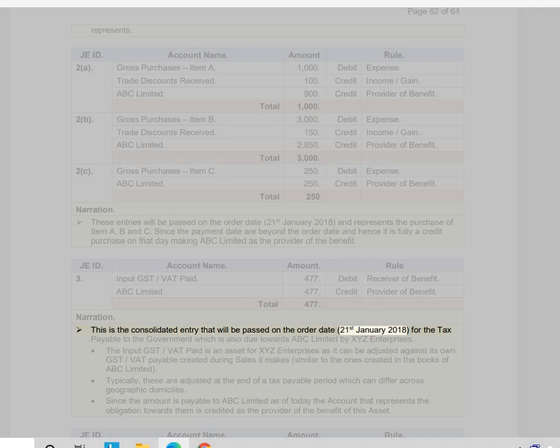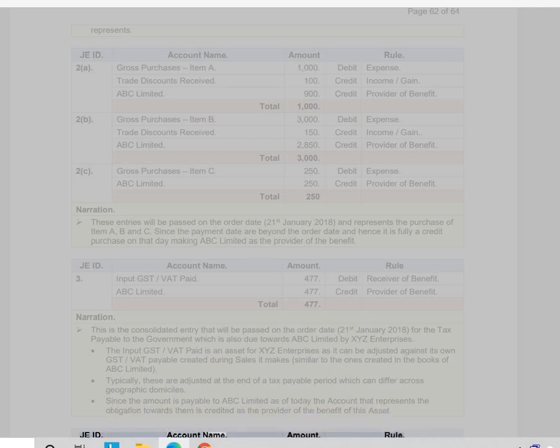January 21, 2018, for the tax payable to the government, which is also due towards ABC Limited by XYZ Enterprises. The input GST/VAT paid is an asset for XYZ Enterprises, as it can be adjusted against its own GST/VAT payable created during sales it makes, similar to the ones created in the books of ABC Limited. Typically, these are adjusted at the end of a tax payable period, which can differ across geographic domiciles. Since the amount is payable to ABC Limited as of today, the account that represents the obligation towards them is credited as the provider of the benefit of this asset.